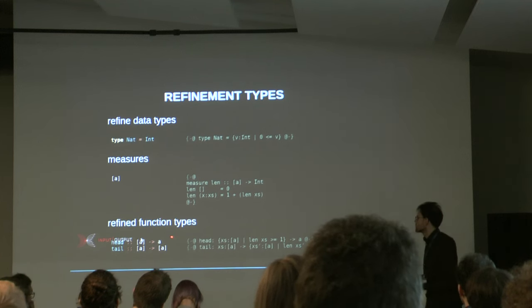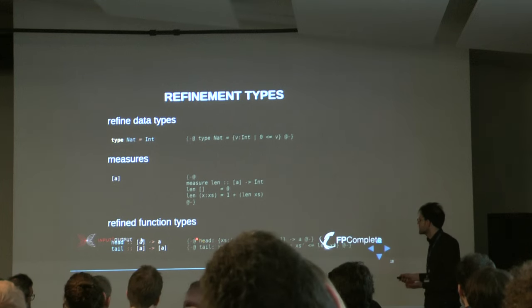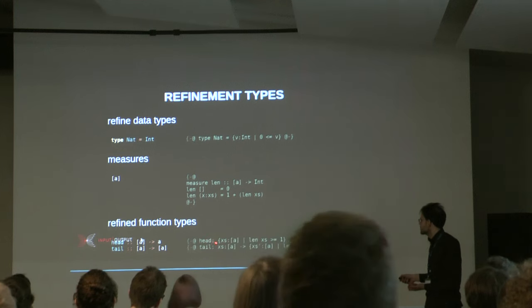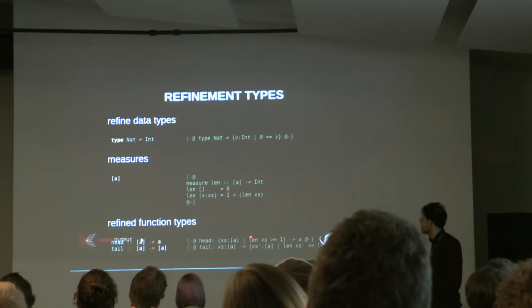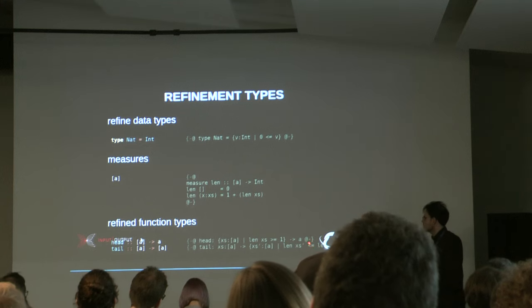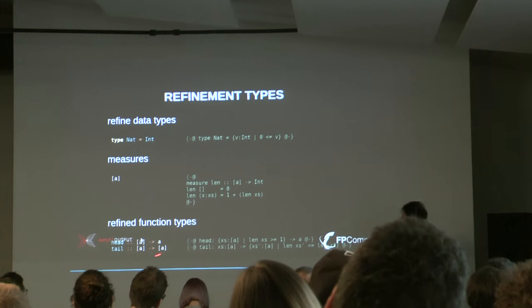But what you can do is refine the type of the function and make a postcondition that says head is a function that goes from a list of A, with a restriction that the length of this list is larger than or equal to 1, to an A. And with this, again, Liquid Haskell has to check that you don't call this on an empty list.